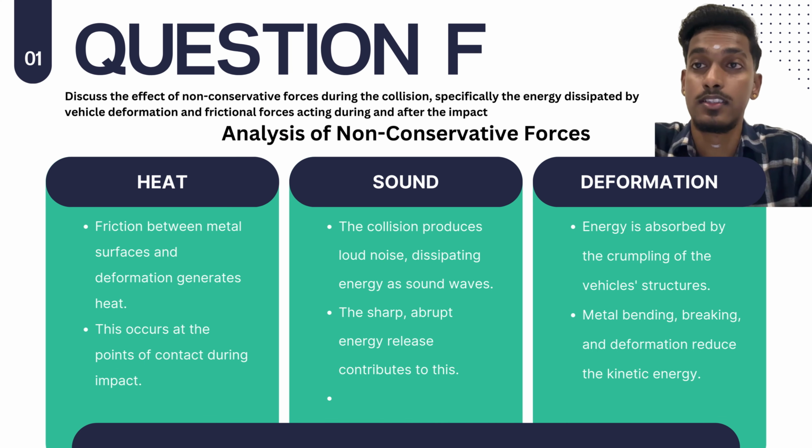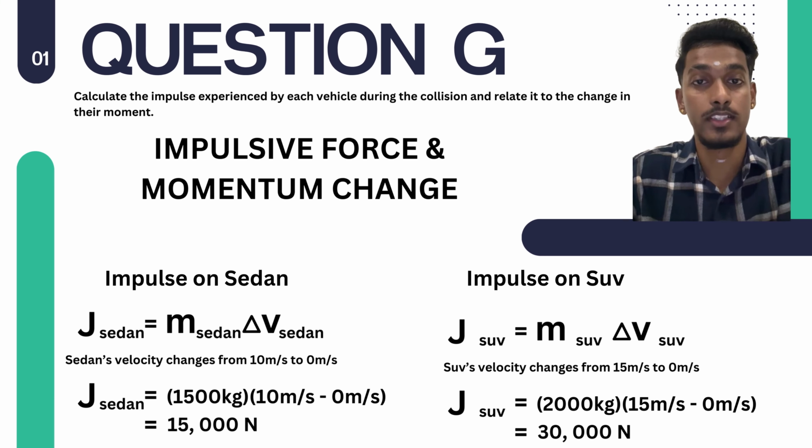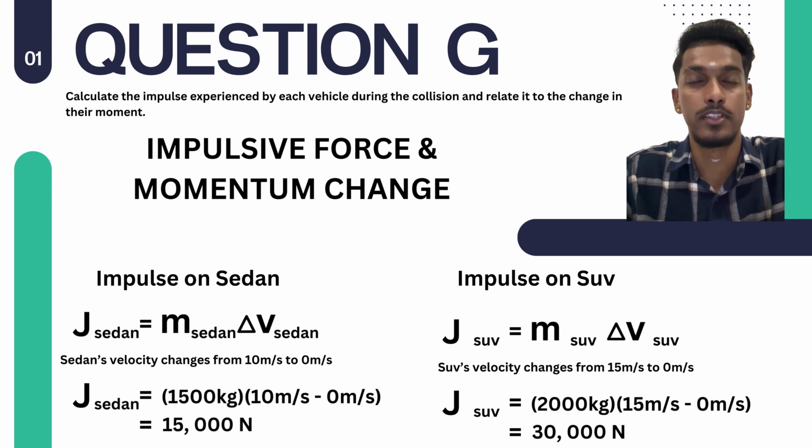The next question is question F, which is about non-conservative forces. Non-conservative forces played a significant role in this collision. This includes heat, which is generated due to the deformation of metal and friction, sound, which is energy dissipated as noise during the impact, and deformation, which is permanent bending or crumpling of the vehicle structure. The total energy lost during the collision calculated in question E was approximately 48,419.825 joules.